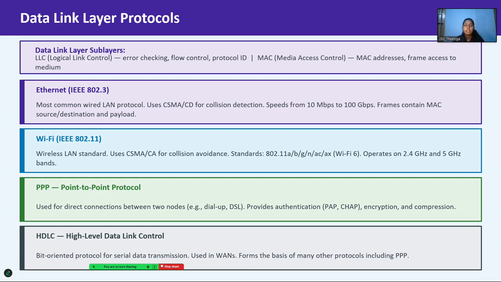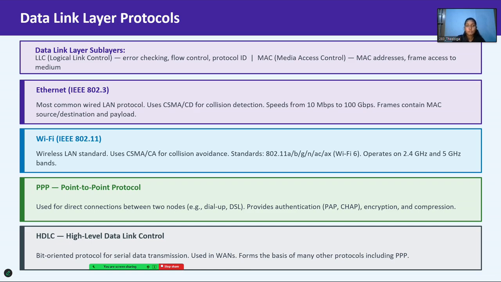Wi-Fi, defined by IEEE 802.11, is the wireless equivalent. Instead of collision detection, it uses CSMA/CA, collision avoidance, because detecting collisions wirelessly is most difficult. The standards have evolved from 802.11a and b through 802.11ax, which is Wi-Fi 6, operating on both 2.4 GHz and 5 GHz bands.